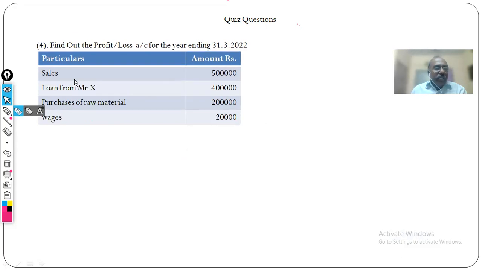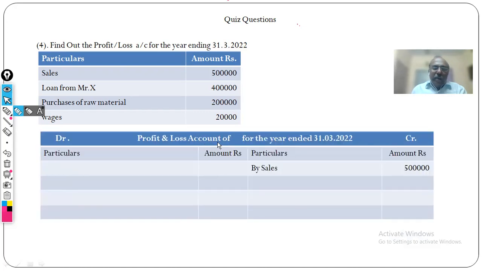Then the fourth question, sales 5 lakh, loan from Mr. X 4 lakh, purchase raw material 2 lakh, wages 20,000. Here if you see some information are given, we need to prepare the profit and loss account. So again we are having two sides. On the income side we are putting sales because it is an income. Then second item, loan from Mr. X 4 lakh rupees. This is amount we have received, 4 lakh we have received.